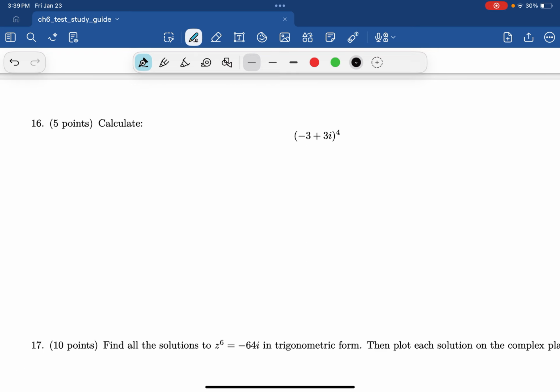Next one, also De Moivre's theorem. I'm going to factor out the magnitude, which is 3 root 2, which leaves us with negative root 2 over 2 plus root 2 over 2 i. And get the angles out. So this is 3 pi over 4. Now we can apply De Moivre's theorem.